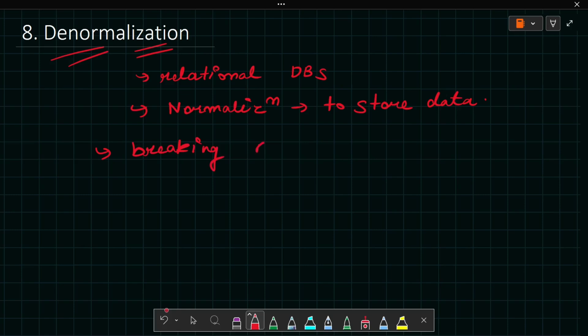Suppose this is an ABC table, right? So you are breaking into A attribute, you are breaking into B and C attribute. These are three different tables. You have broken down the one into three smaller tables. This is how normalization works.